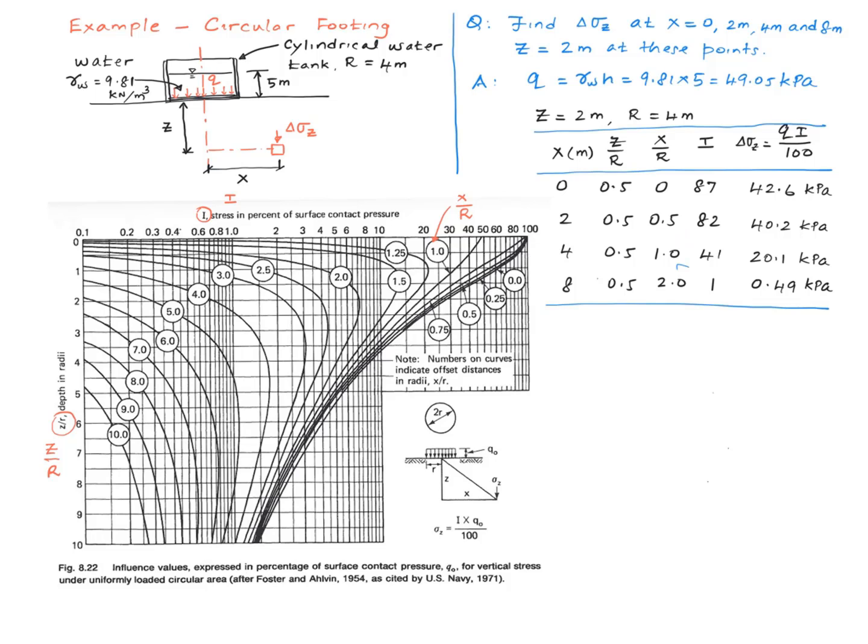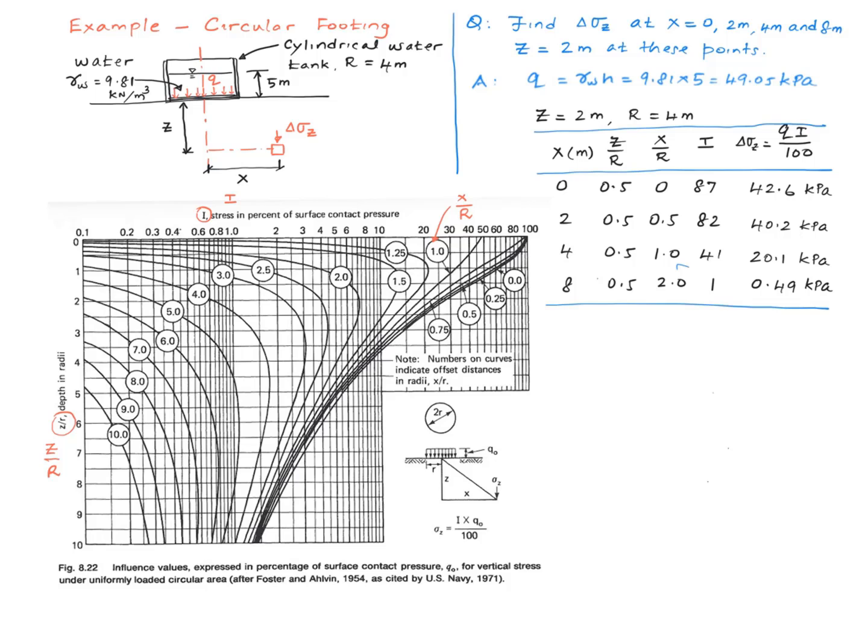Z over R is 0.5, so that is right there. So you're talking about this horizontal line. We go all the way to where this line intersects the curve corresponding to the ratio X over R equals 1, right? So that is right there. This curve corresponds to X over R equals 1. So at this point, my influence value is 41.